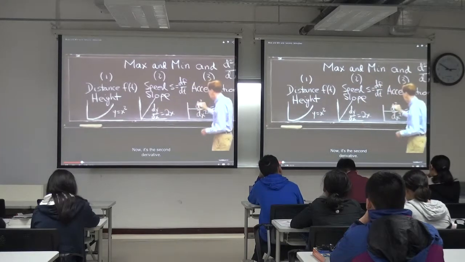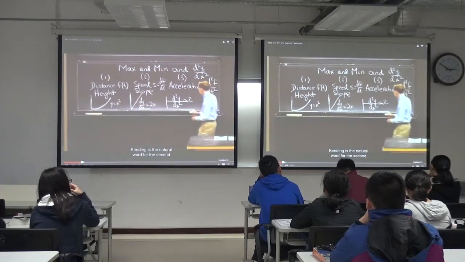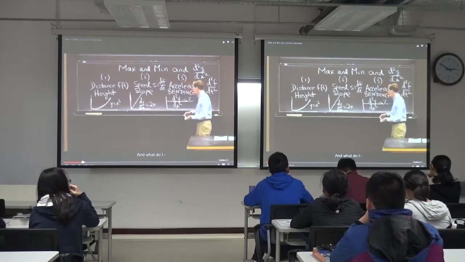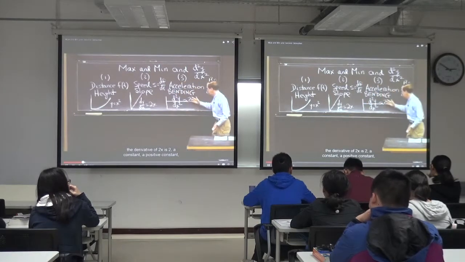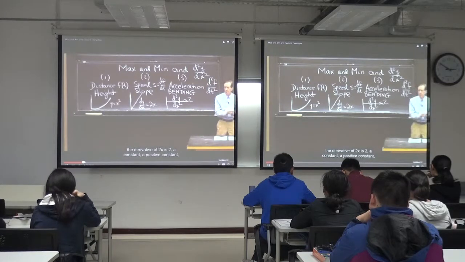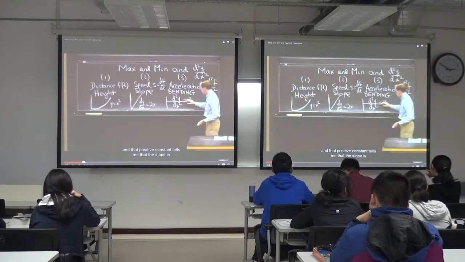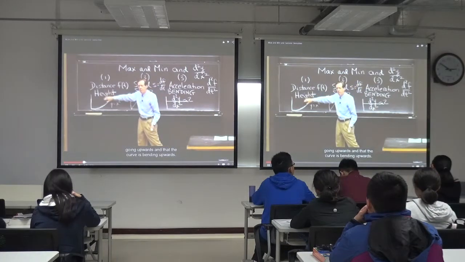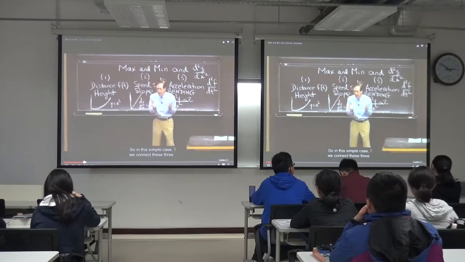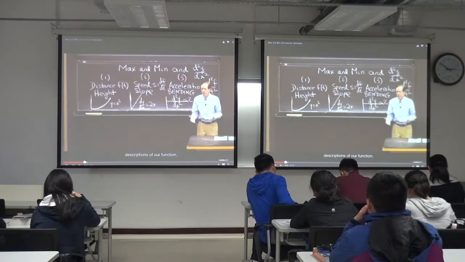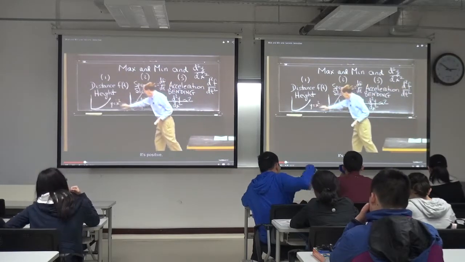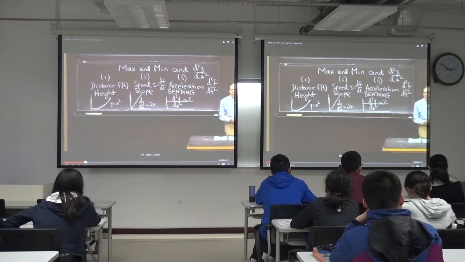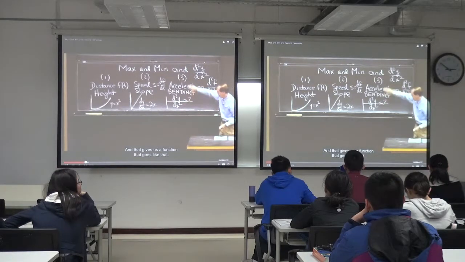Now, it's the second derivative. And what shall I call that? Bending. Bending is the natural word for the second derivative on a graph. The derivative of 2x is 2, a positive constant, and that positive constant tells me that the slope is going upwards and that the curve is bending upwards. So in this simple case, we connect these three descriptions of our function. Its height is positive, its slope is positive, and its second derivative, bending, is positive. And that gives us a function that goes like that.